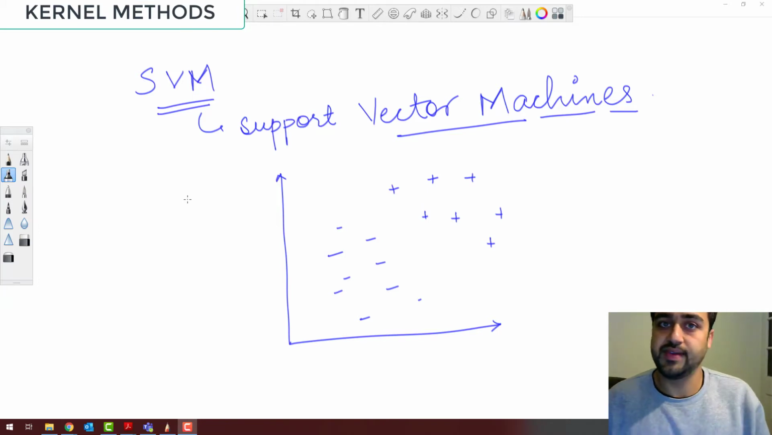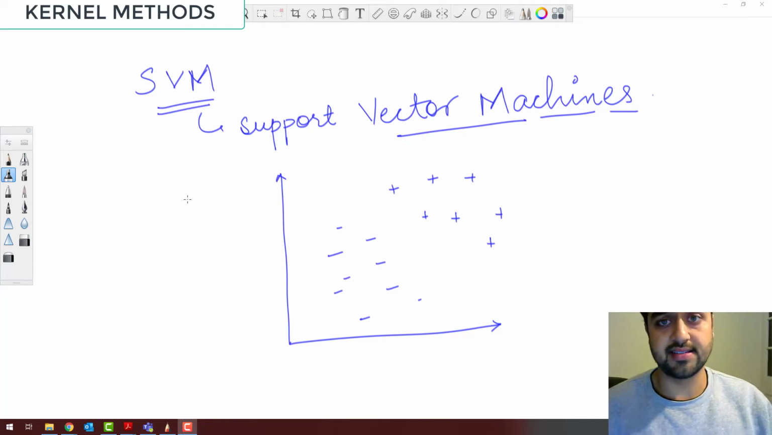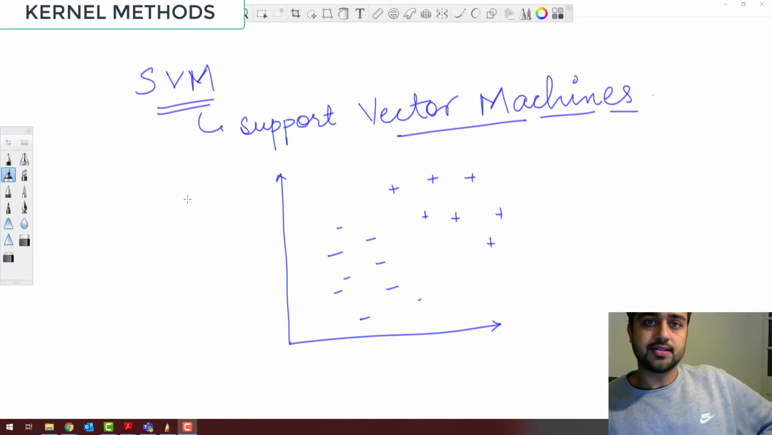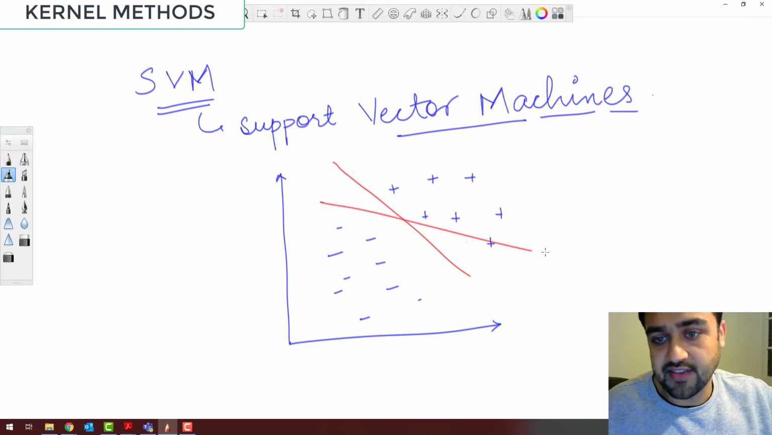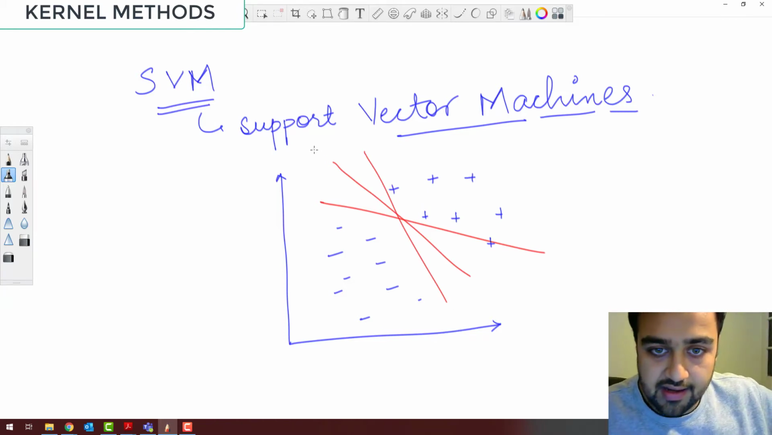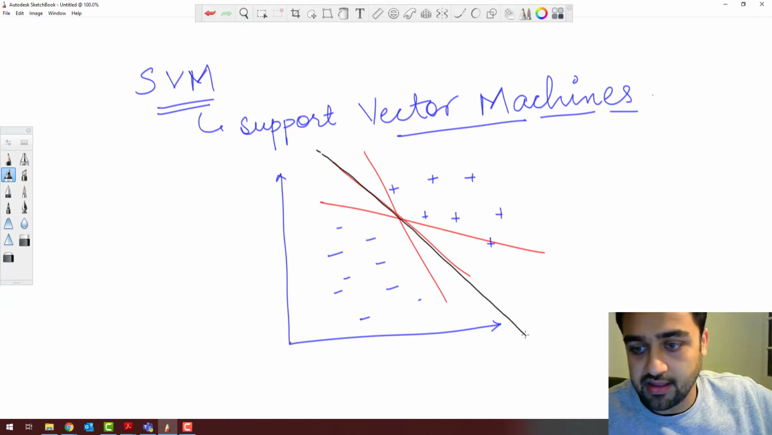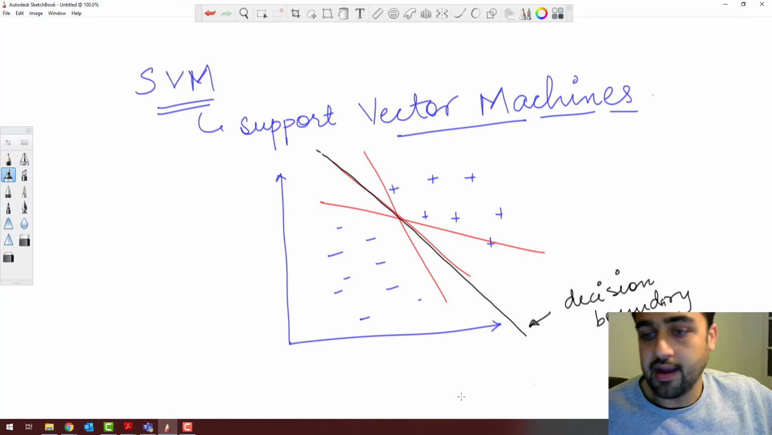So SVMs come under linear classifiers, or they can be nonlinear classifiers as well. So let's talk about a linear classification problem. Let's say we have two sets of data points and we want to linearly classify them. For that, there are many different linear classifiers available, and we want to find the one that best generalizes these sets of data points. That vector or that decision boundary, this is called the decision boundary.